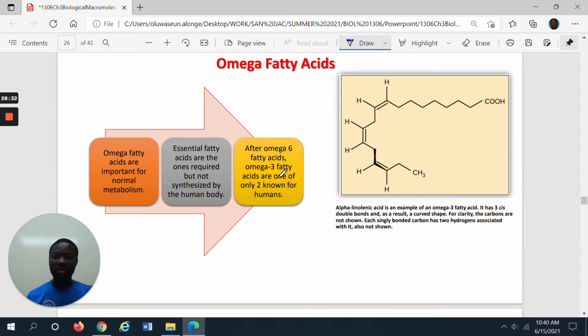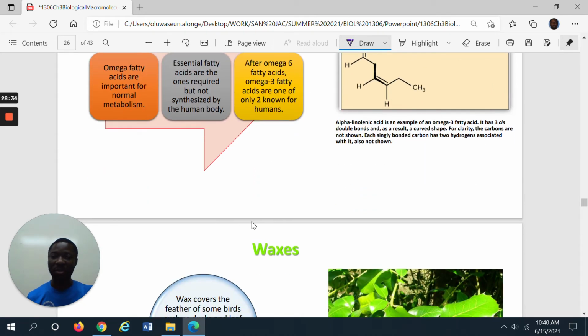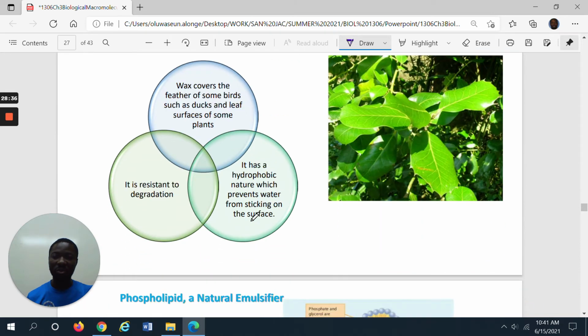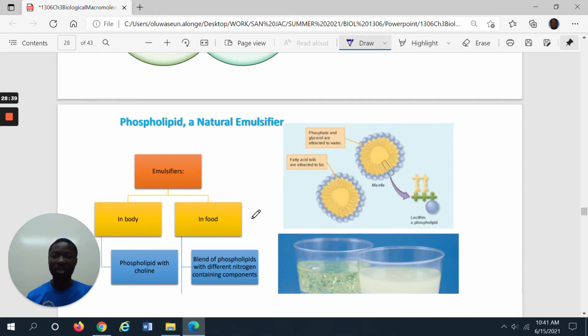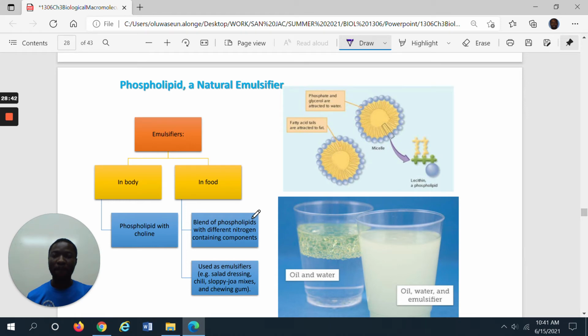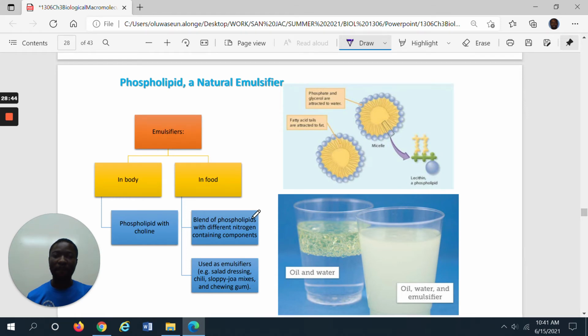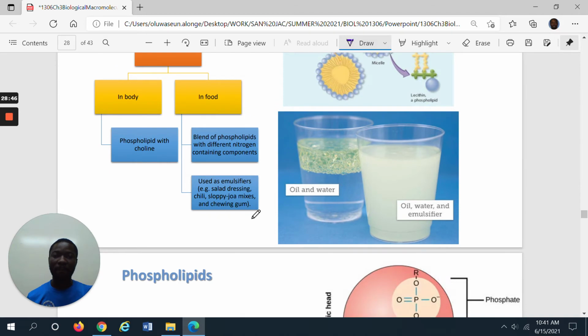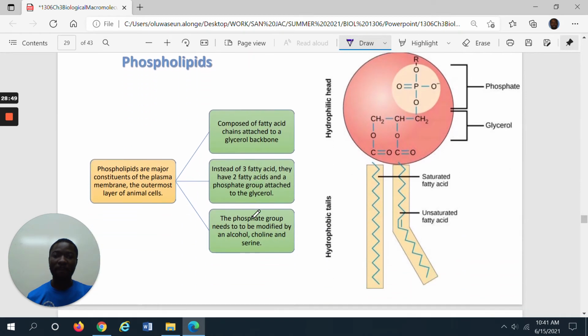Omega fatty acids, please just read this up. I don't want to take more time on that. Read up on waxes as well. All right, like I said, the few things I don't cover are not less important. It's simply because I feel you can just study them instead of making this too long.